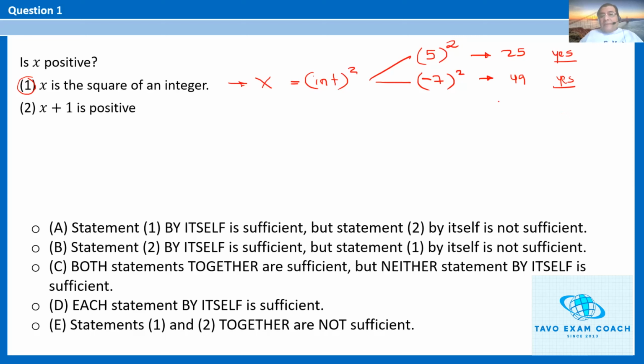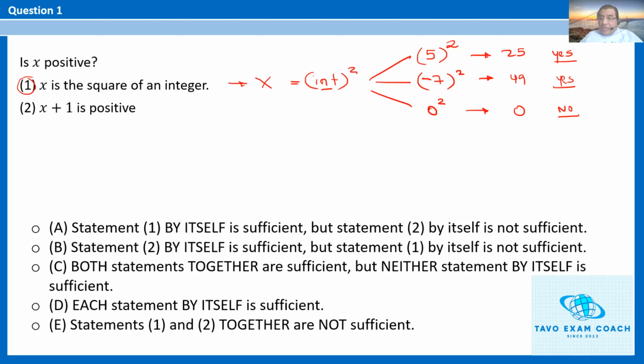Well, what if this integer were just 0? Is 0 an integer? Obviously it is. So what if x were the square of integer 0? Then x would be 0. Would you say 0 is positive? No. 0 doesn't have a sign.